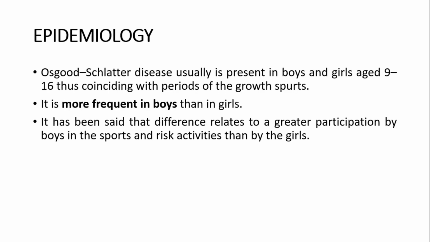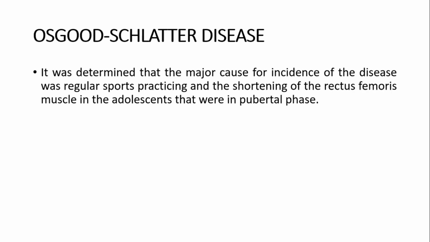This is the case. Epidemiology. Osgood-Schlatter disease usually is present in boys and girls aged 9 to 16, thus coinciding with the periods of growth spurts. It is more frequent in boys than in girls. It has been said the difference relates to a greater participation by boys in sports and risk activities than by girls. It was determined that the major cause of incidence of the disease was regular sports practice and the shortening of the rectus femoris muscle in adolescents in the pubertal phase.